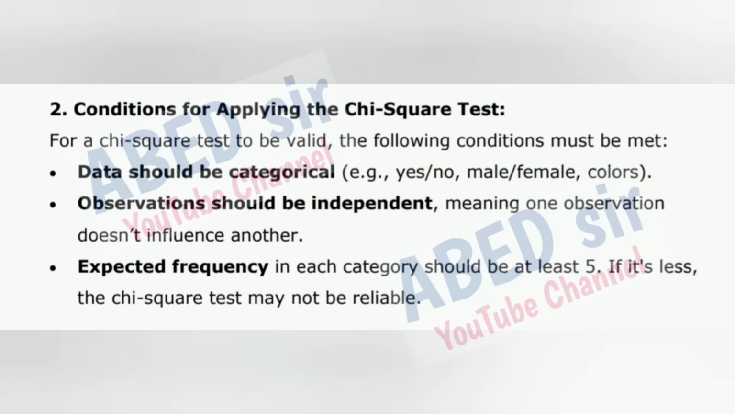2. Conditions for applying the Chi-square test. For a Chi-square test to be valid, the following conditions must be met. Data should be categorical, example, yes, no, male, female, colors. Observations should be independent, meaning one observation doesn't influence another. Expected frequency in each category should be at least 5. If it's less, the Chi-square test may not be reliable.